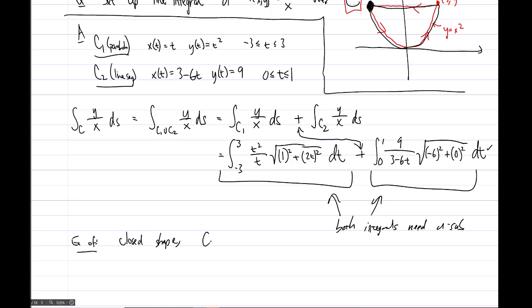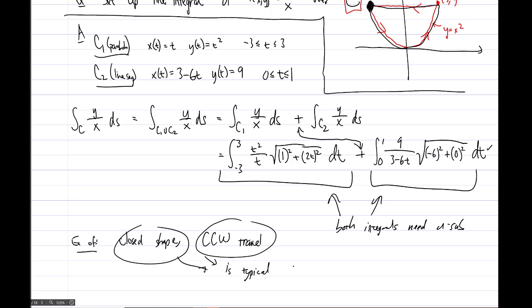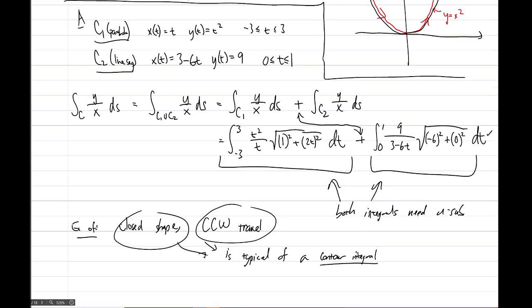We happened to travel counterclockwise, right? Closed shape, counterclockwise travel, this is quite typical of a thing that goes by the name of a contour integral in another class. So don't worry about it here. You don't need to know this terminology for this class. I'm just pointing out that this is kind of reminiscent, not exactly the same, but it's the idea behind a type of integral called a contour integral.